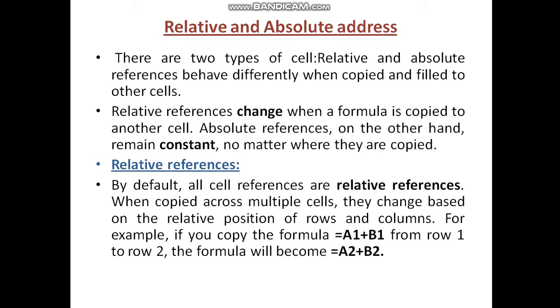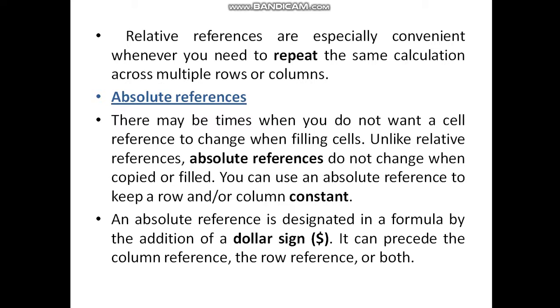Let's see, first is relative references. By default, all cell references are relative references. When copied across multiple cells, they change based on the relative position of the rows and columns. For example, if you copy the formula A1 plus B1 from row 1 to row 2, the formula will become A2 plus B2. The formula changed according to that cell's address. Relative references are especially convenient whenever you need to repeat the same calculation across multiple rows or columns.